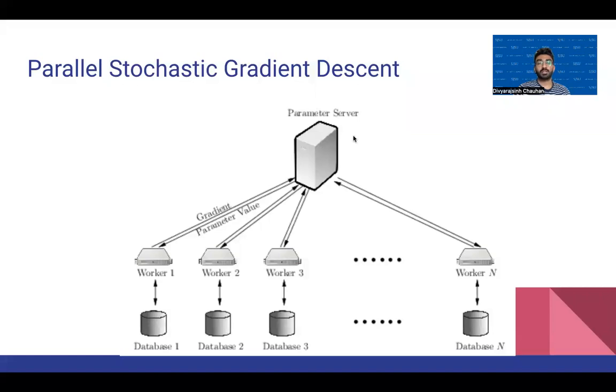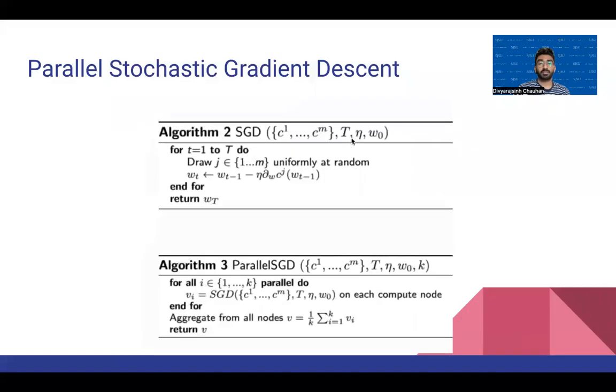Now let's take a look at the algorithm for it. So this is the basic algorithm of stochastic gradient descent. In the parallel version, what we are doing is basically dividing the training set into n parts, and then giving each part to each node, and then aggregating the results from each node, and then again performing the iteration for t number of times.